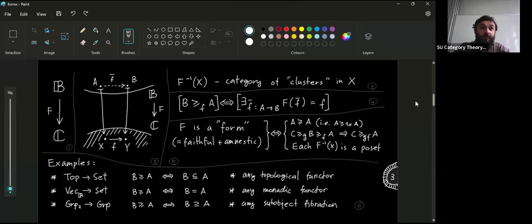So for our purposes, topological functors and monadic functors are not going to be the most interesting, at least these kinds of topological functors are not going to be the most interesting examples of forms. But the third one is the one that we would be interested in indeed.